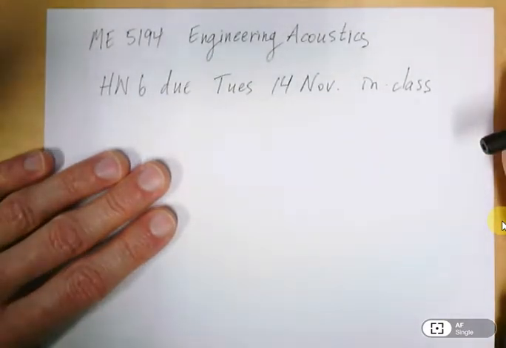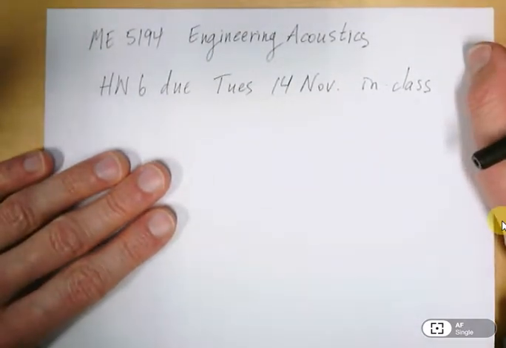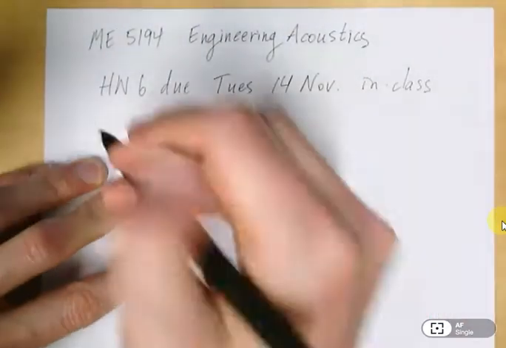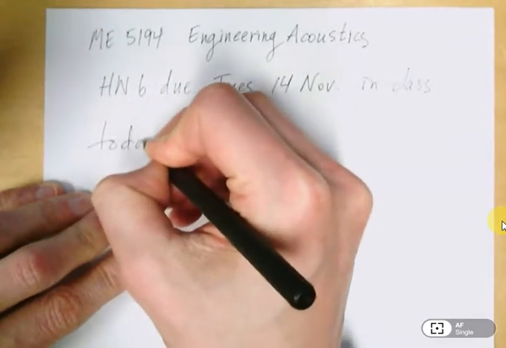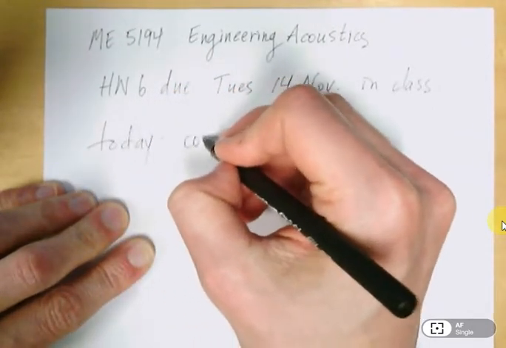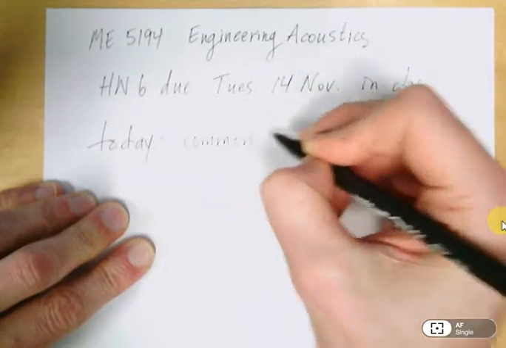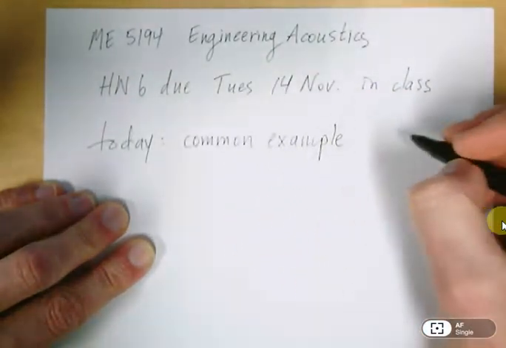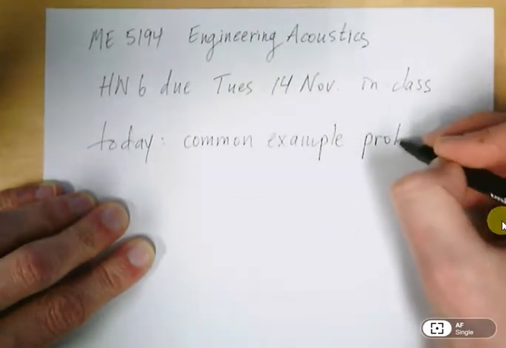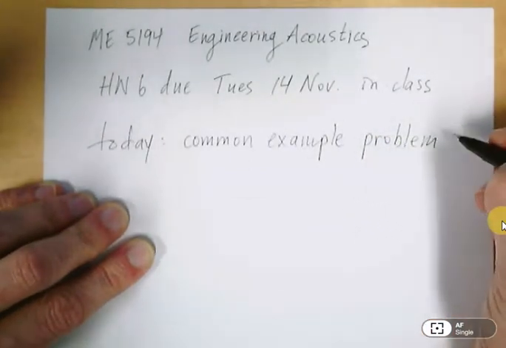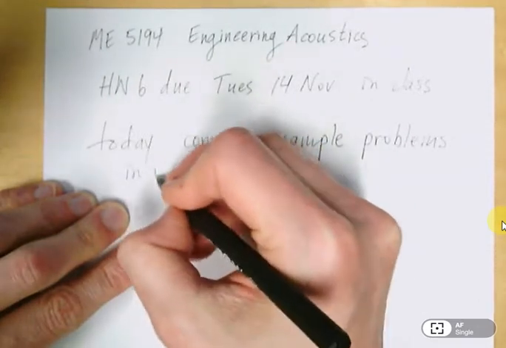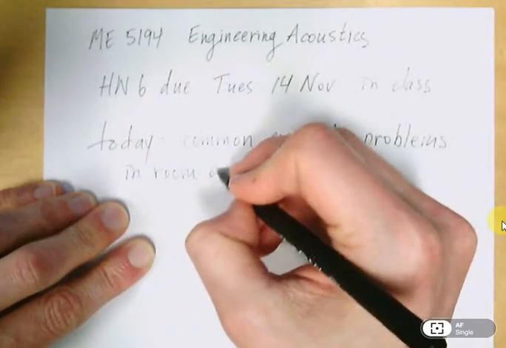And today, moving beyond that preliminary, what we'll do is cover some common example problems in room acoustics involving transmission loss, which is the topic that we had covered last time in class on the 2nd of November.